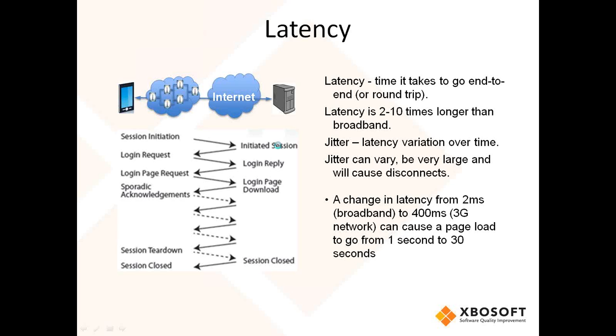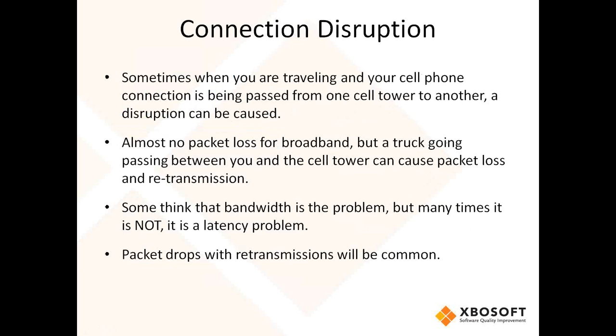Okay, now you have connection disruption. You're traveling and your cell phone connection is being passed from one cell phone tower to another. That can cause a disruption. Let's say you're on the street walking down the sidewalk. A truck passing between you and the cell tower can cause packet loss and retransmission.